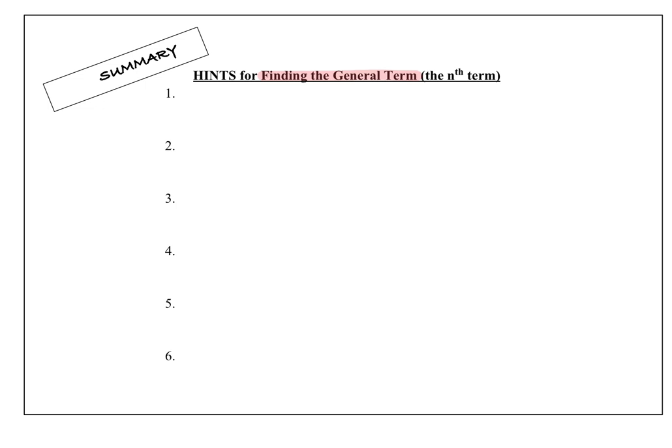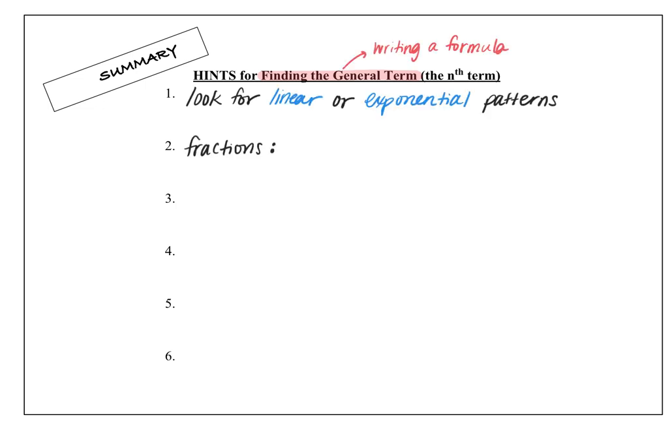First, we want to see if we are either adding or subtracting to get to the next term, or perhaps multiplying or dividing. That means we want to look for linear or exponential patterns. If you have fractions and you can't see a linear or exponential pattern, then it might be helpful to analyze the numerator and denominator separately. There may be a different pattern with all the numbers that are in the numerator than the pattern with all the numbers in the denominator.